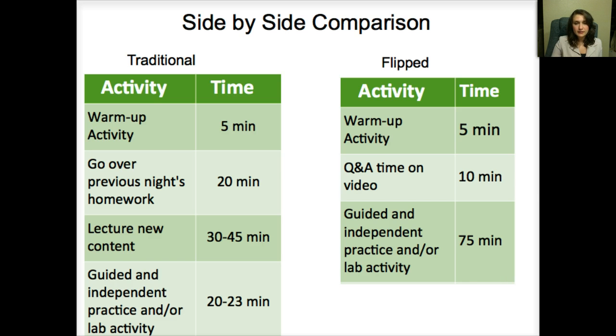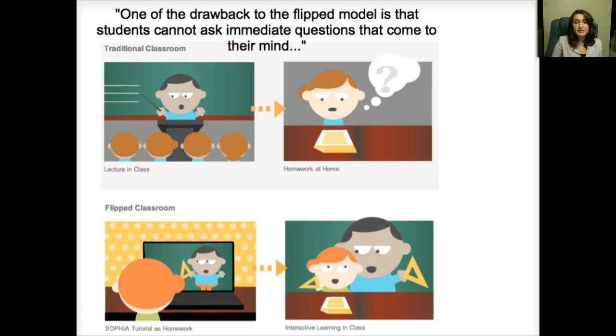Now there is a drawback, and so one of the drawbacks of a flipped model is the fact that students cannot ask immediate questions that come to their mind when they're watching the video. So there are a few ways that you can tackle that. First of all, training your kids how to watch the videos is critical. Depending on which classroom online portal you're going to use, you may or may not have the ability for your kids to ask questions or to write down their questions immediately after they watch the video. So this is one drawback of the model, and like I said, there are multiple ways to tackle it, and you're going to have to decide in your classroom how you're going to approach this.